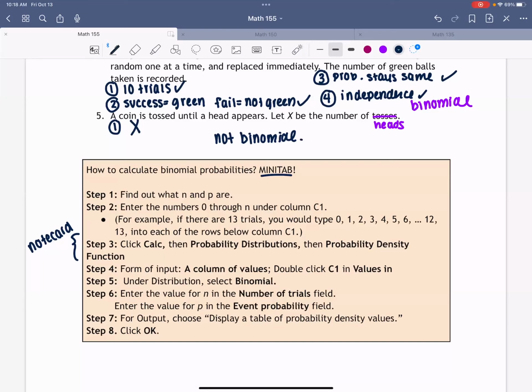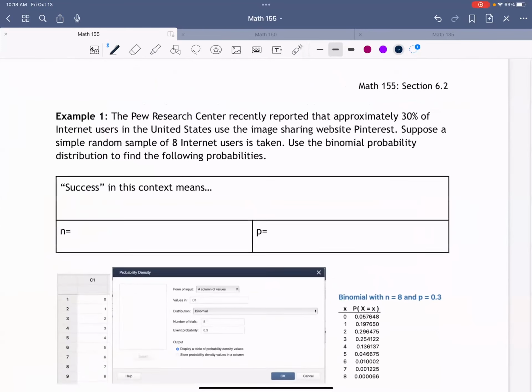Now, if this makes no sense to you, let's just do an actual example. I'll show you what to click, and you'll see how easy it is to come up with these probabilities instead of doing them with pencil and paper. All right. Let's go to example number 1.